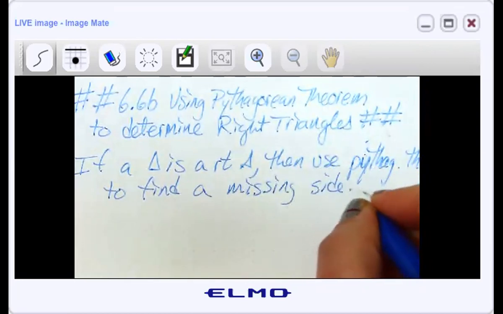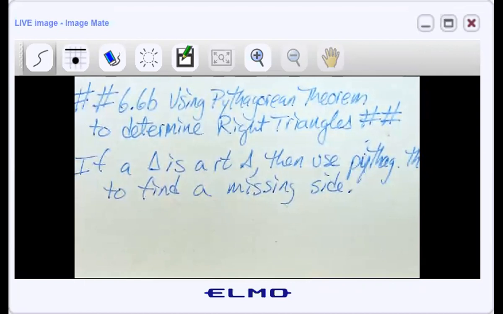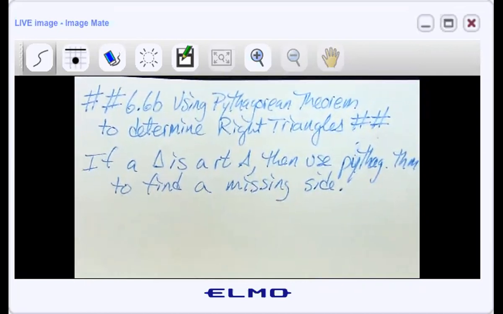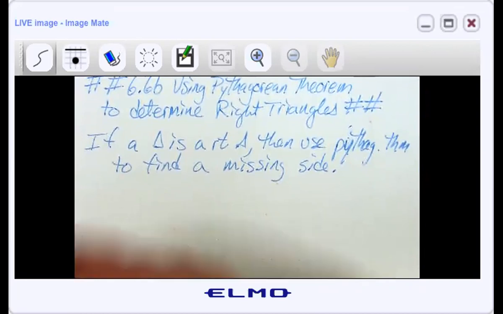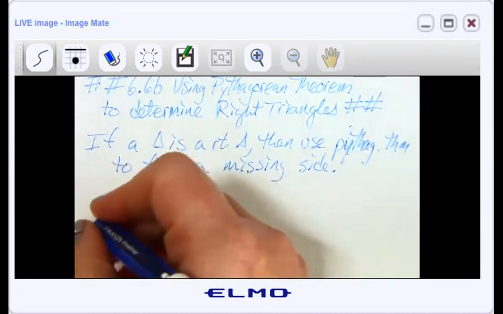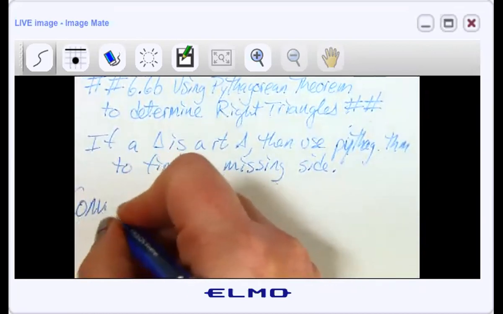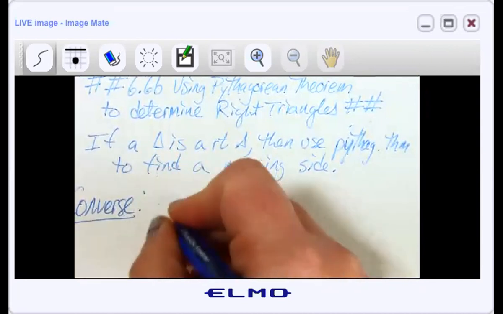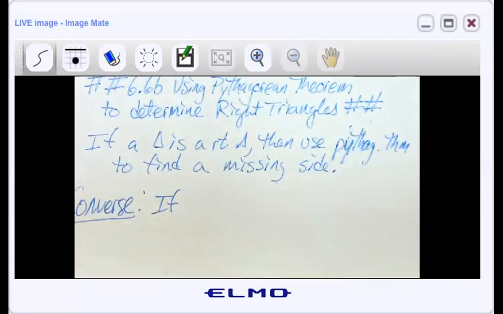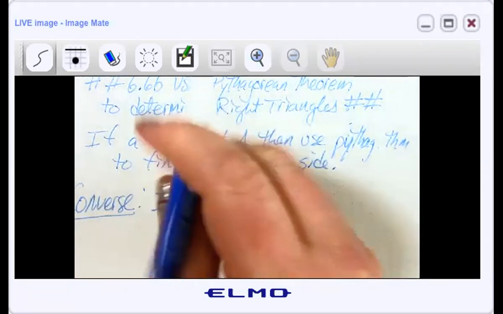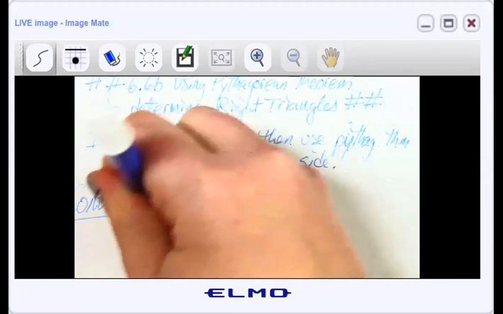So today we're going to flip this around. We are now going to take a triangle that I don't know if it's a right triangle or not, but I'm going to use the Pythagorean theorem to check it. Okay. So the converse of that would say, well, not exactly of that because I'm switching what we're doing a little bit. So let's say converse of the Pythagorean theorem.